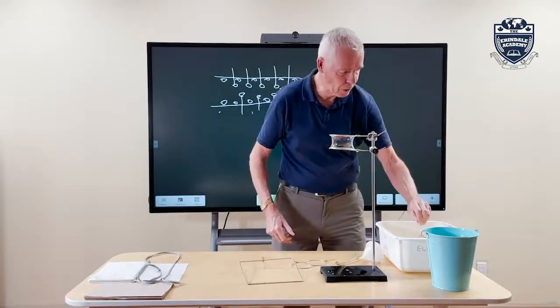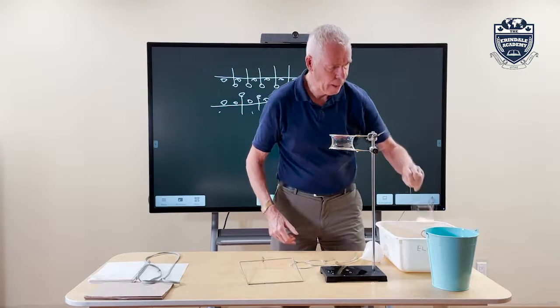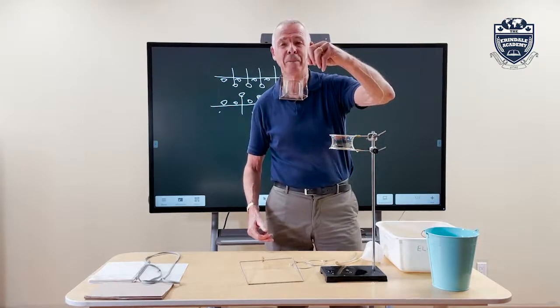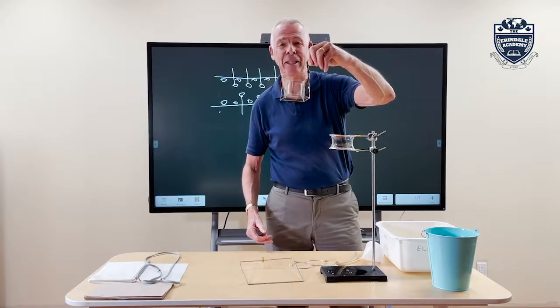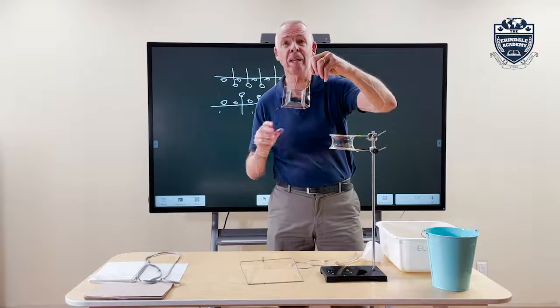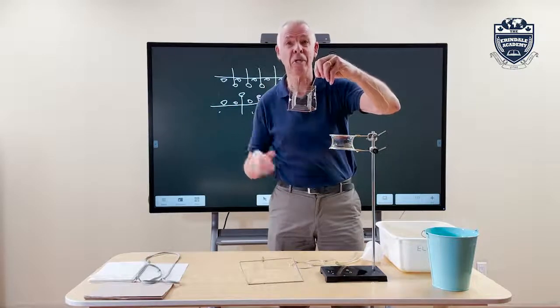I'm going to dip this once more, and now we get this beautiful cube, or a cubic soap bubble, a cube inside. So that's just a little bit about soap bubbles and how they produce minimum surface areas.